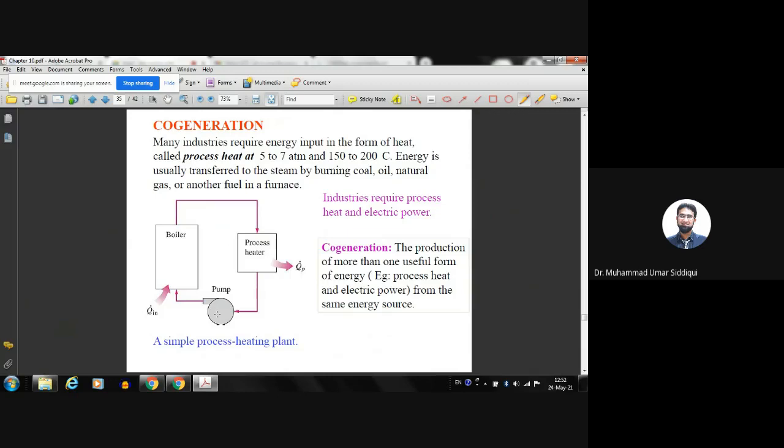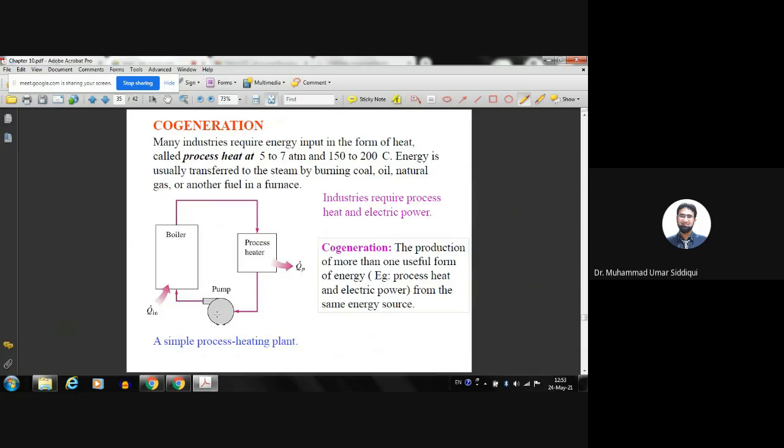So the idea is that we are generating power, but at the same time, we are rejecting some heat from the condenser. Suppose we are in a specific condition where we can utilize the energy being rejected by the condenser. Then that energy rejection will not be considered waste. Rather, we will consider it as useful output. So technically, we are not increasing the power generation, but the efficiency of the cycle is going to increase, because the waste is now being used for something useful. So we are co-generating.